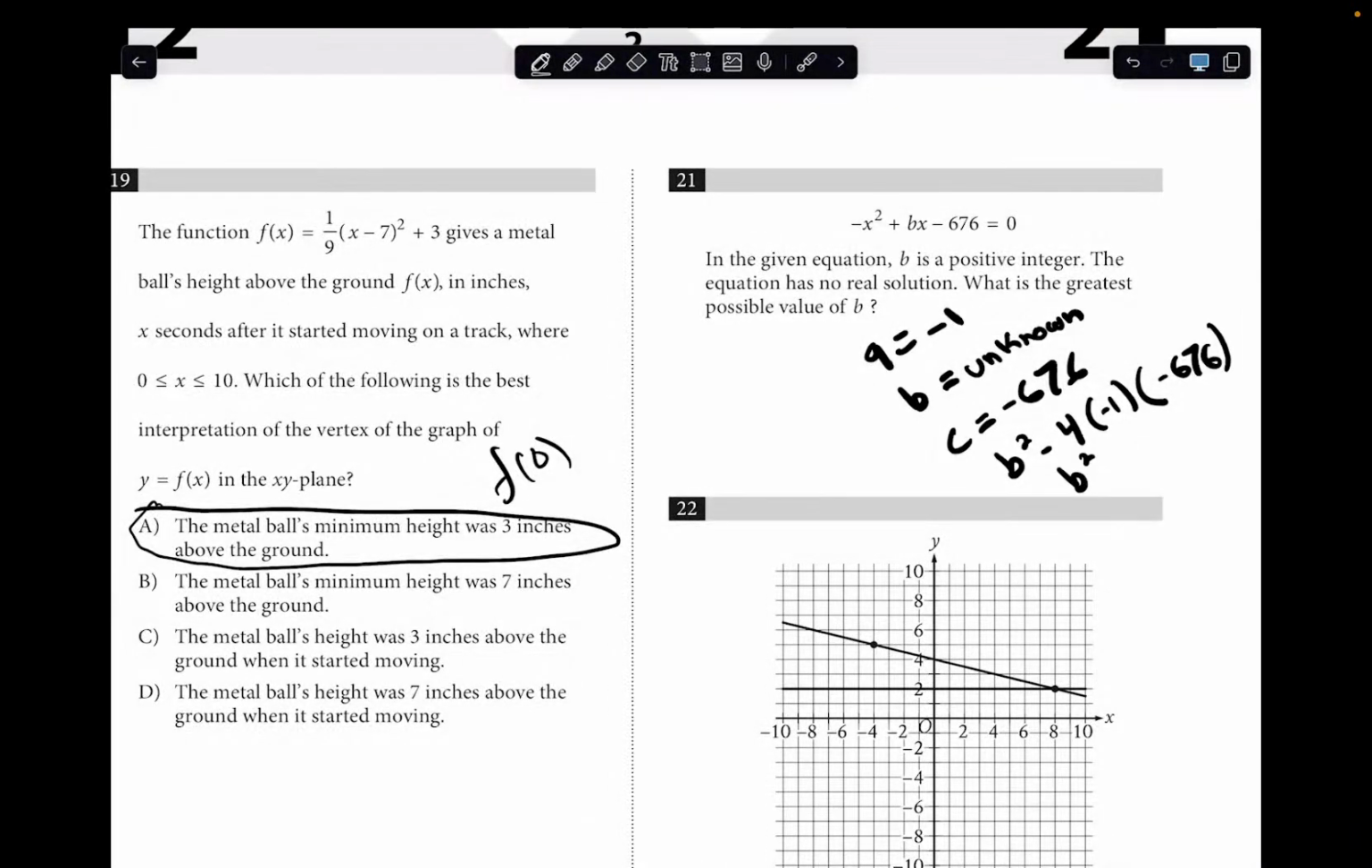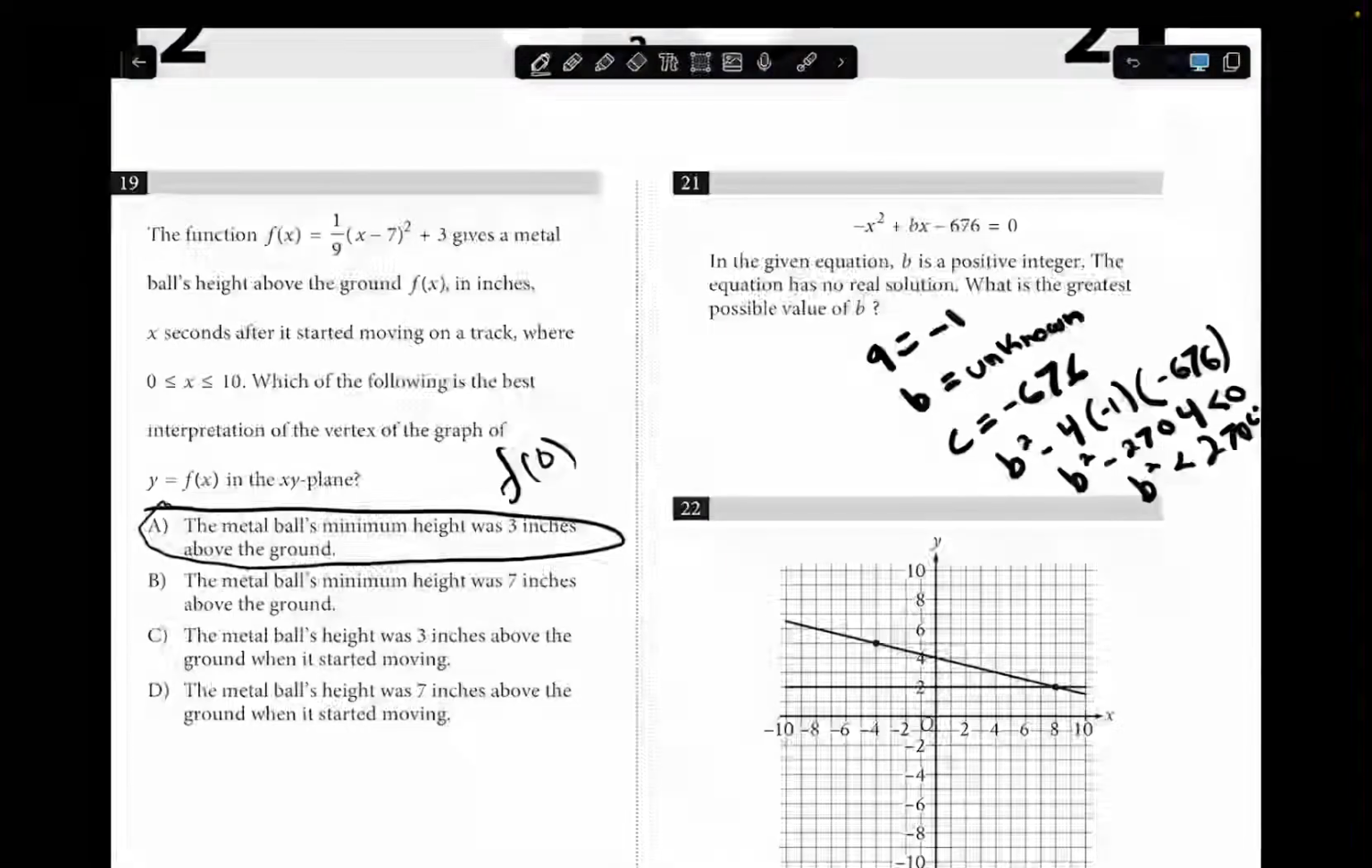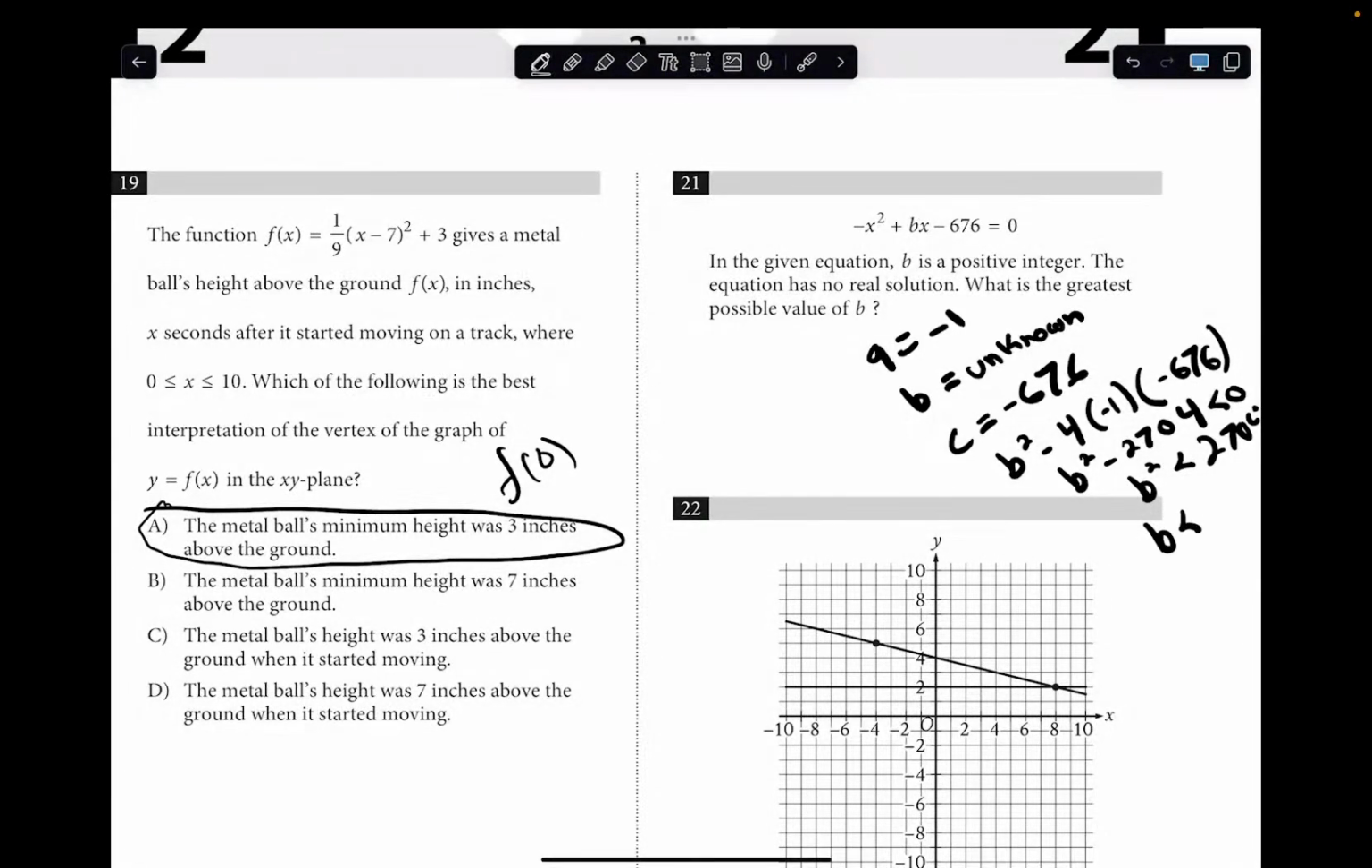So b squared plus 2704. And then they say the value must be negative. So rewriting that expression, it means it's less than 0, or b squared is less than negative 2704. Bringing it to the other side, b squared is less than 2704, so b has to be less than 52, and the largest integer value that it would be if it's less than 52 is 51.